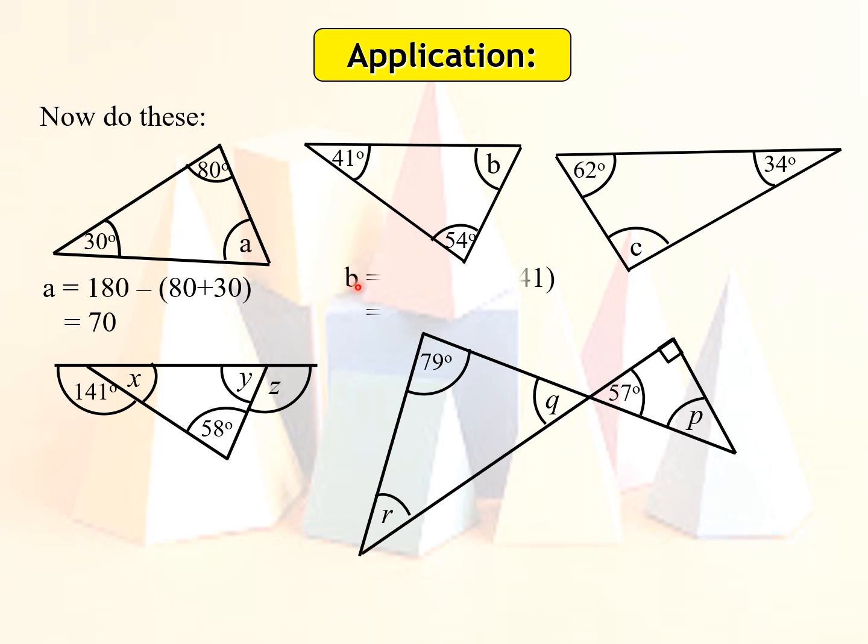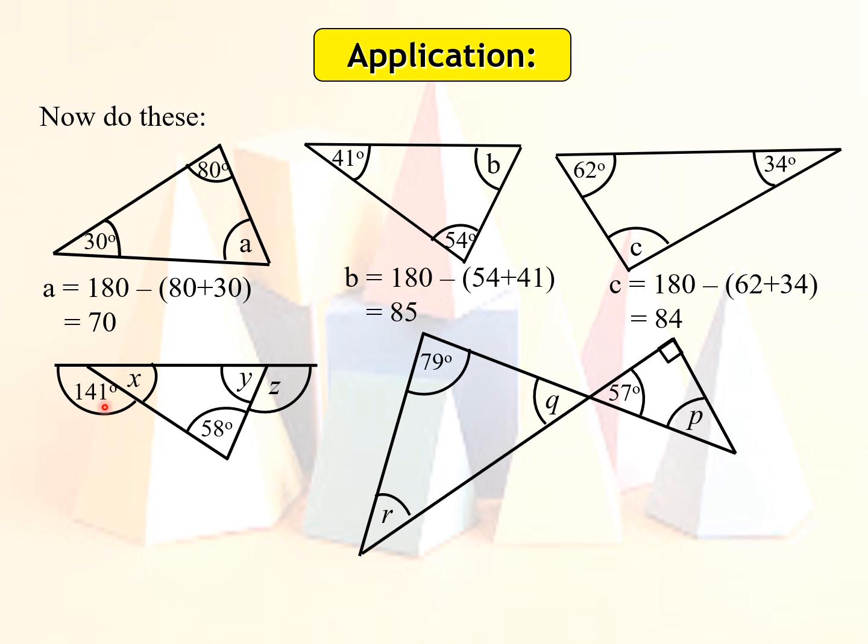And then in triangle 2, we are going to determine angle B. To determine the measure of angle B, we are going to add 54 plus 41, then subtract it from 180. So it is equal to 85 degrees. And for angle C, we are going to add 62 plus 34, then subtract it from 180. So angle C is 84 degrees.